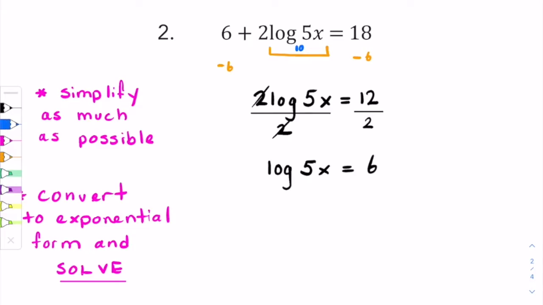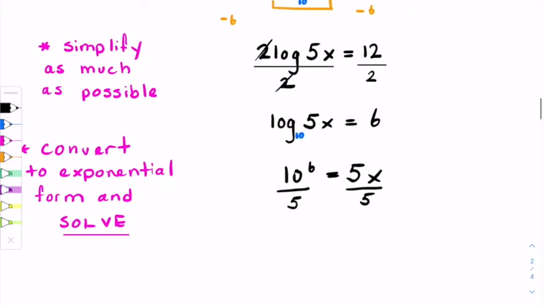I need to convert this to exponential form. That's going to give me 10 to the power of 6 is equal to 5x. I'm going to divide both sides by 5. And now you need to type this expression into your calculator. It's going to come out to 200,000. And you should try typing that in, make sure you get the correct answer.